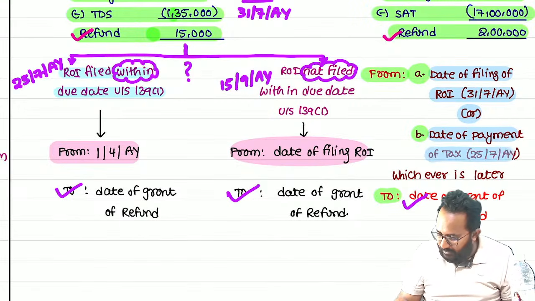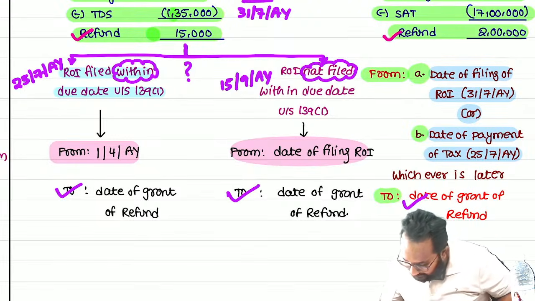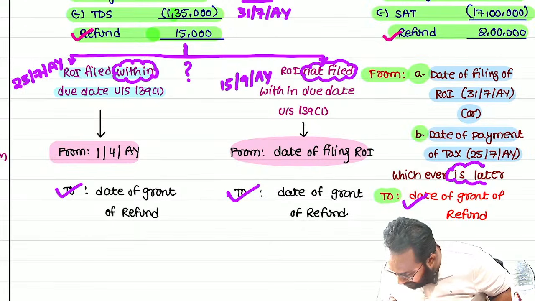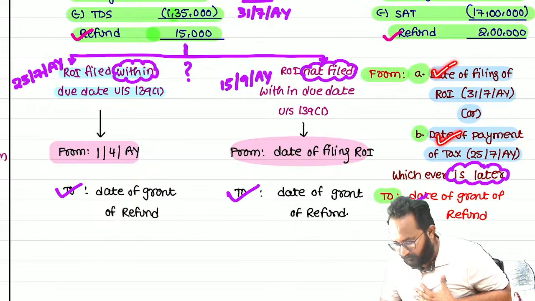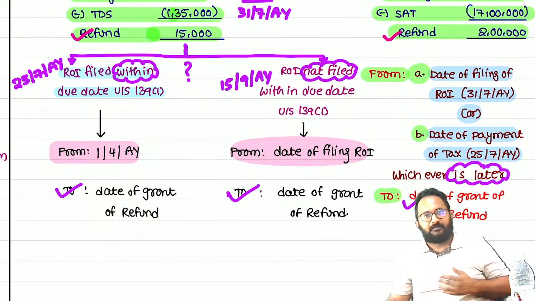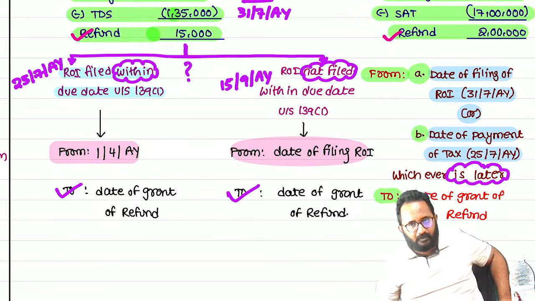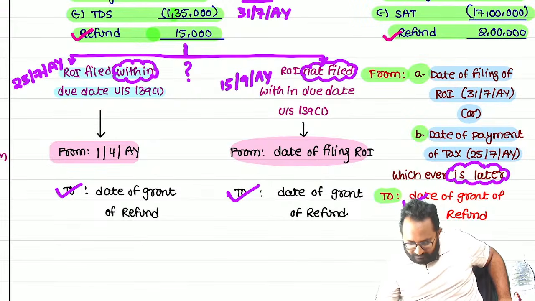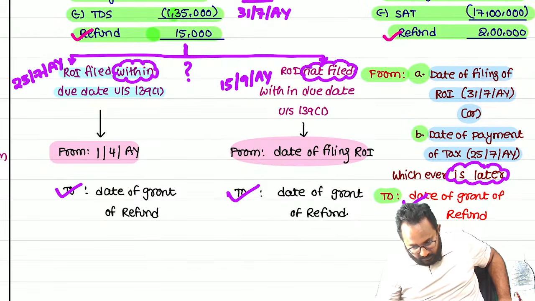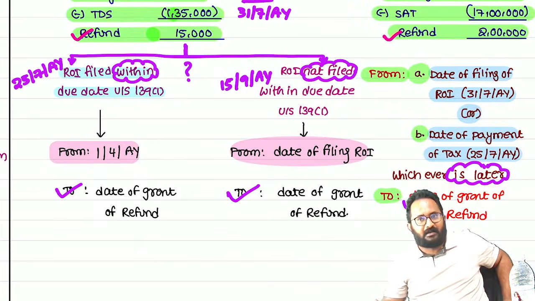Date of payment of tax. Whichever is later, please take. What is the later date in the above? Date of filing of return, date of payment of tax, whichever is later, 31st. Here I have taken random examples, but in the exam the dates may differ. From this date, the later date is 31st July. From that date to the date of grant of refund, you will get the interest.